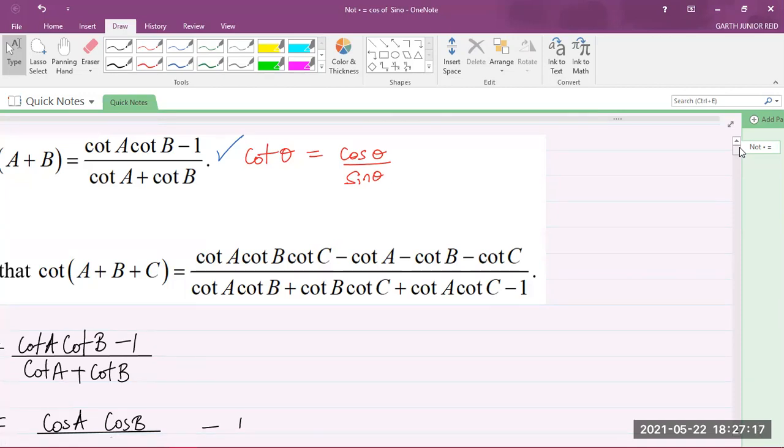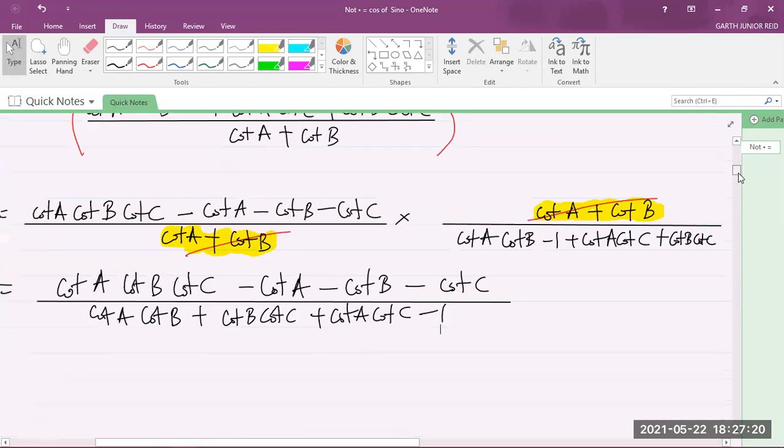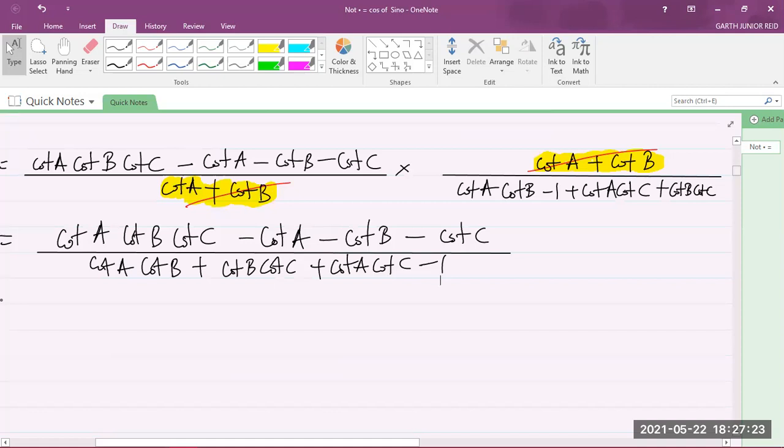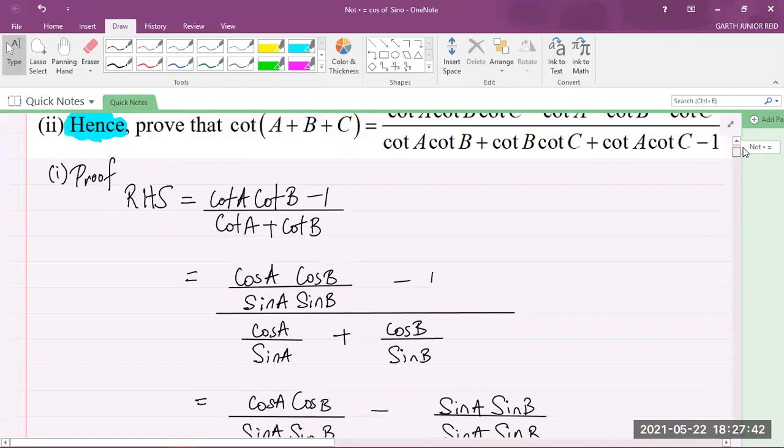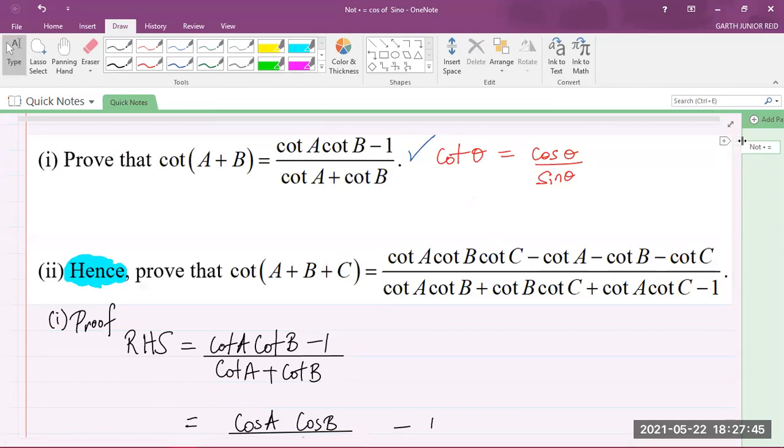So what can I do now? I can now say that this is equal to the right hand side. Remember I had the left hand side over here, so I can say the left hand side is equal to the right hand side, and we have now proven that identity. And we have now proven both identities. This was a very good practice for you, and I hope that it was very helpful.